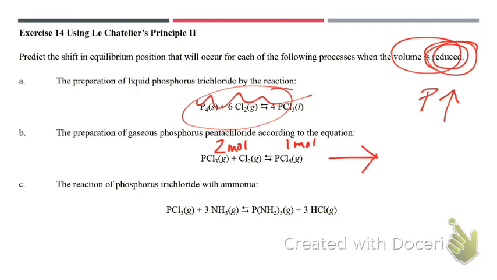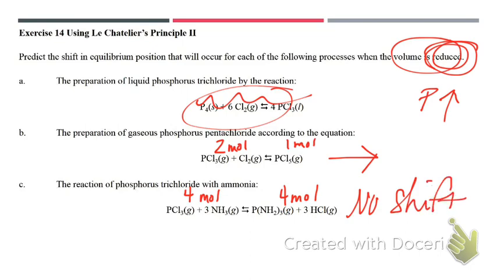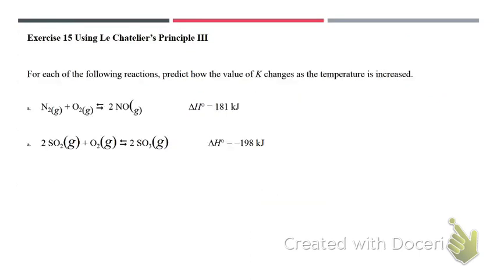Okay? And then in the next one, I have 4 moles and 4 moles. Right? So what's going to happen? No shift. Okay? And then last problem in the notes, but then I have something I want to talk about with Le Chatelier, and that is temperature here.